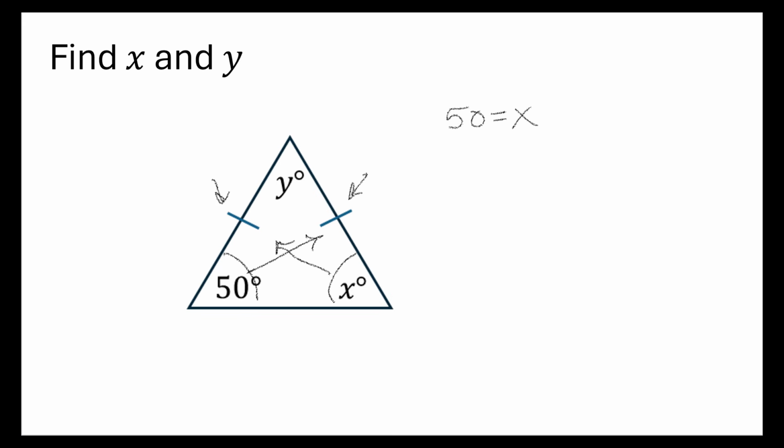So x is 50. Now we know that 50 plus y plus x add up to 180 because we know the interior angles of a triangle all add up to 180. And so we can write that equation. 50 plus x, which is 50, plus y is a total of 180. So that's 100 plus y is 180. So y is going to be 80 degrees.